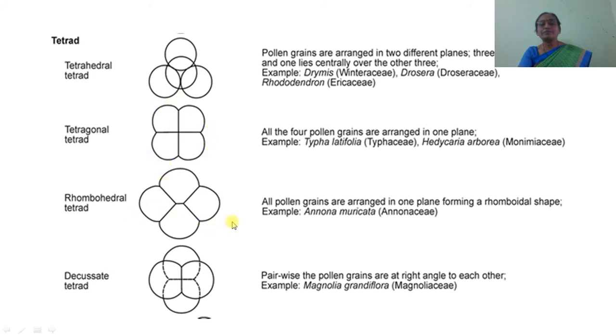Then the rhomboidal type, where all four pollen grains are arranged in one plane, forming a rhomboidal shape. An example is Annona muricata, family Annonaceae. Then the next one is the decussate tetrad. Here pairwise pollen grains are at right angles to each other, and an example is Magnolia grandiflora. That's why, when we focus it under the microscope, in one focus we can see left and right, and in another focus we can see the upper and lower ones.